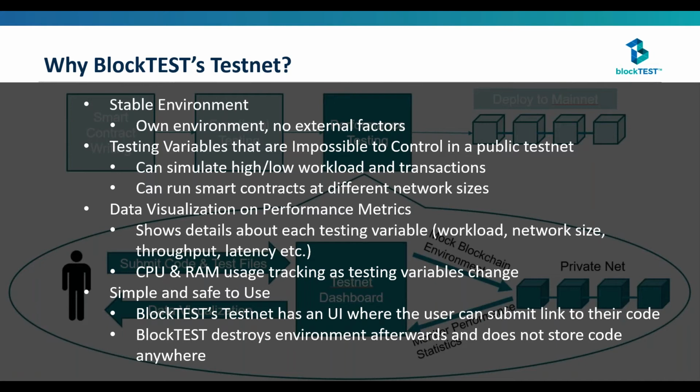And not only that, you can simulate your smart contract and see how its performance is at different network sizes, which is also impossible to control in a public testnet. We also give out data visualization on performance metrics. So all the testing variables that we talked about, such as workload, network size, throughput, and latency, you will be able to see on BlockTEST testnet. And as those variables change, you will be able to track your CPU and RAM usage, which can further give you information on how you can improve your smart contract.